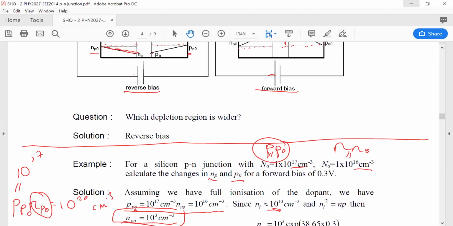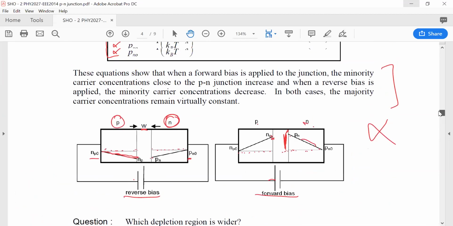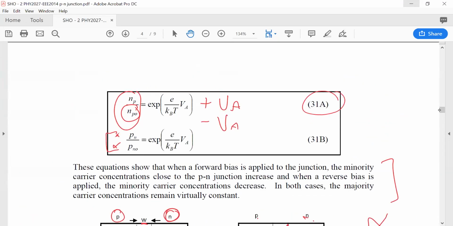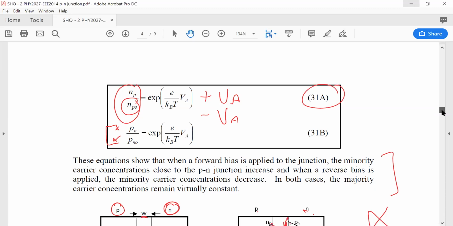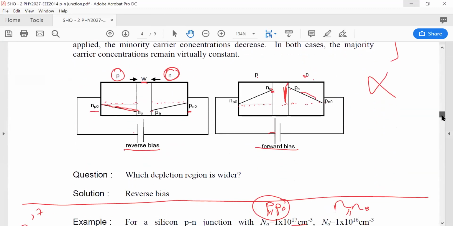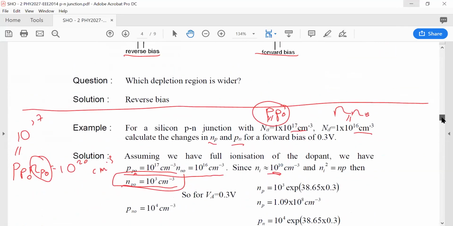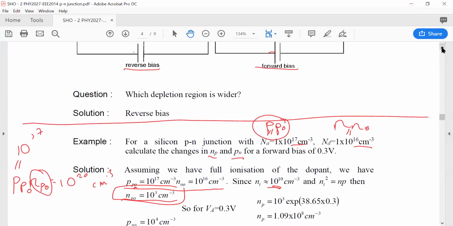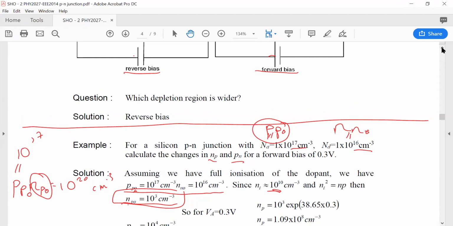We then go back to our equation, equation 31A, because 31A is the equation that relates the carrier concentration to the voltage applied. This is our expression. We have np over np0, which is what we're trying to find out, and we have already worked out what np0 is. It's 10 to the 3. So np0 is 10 to the 3. This is equation 31A.